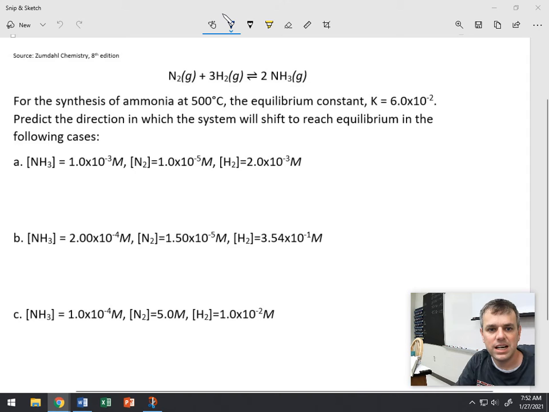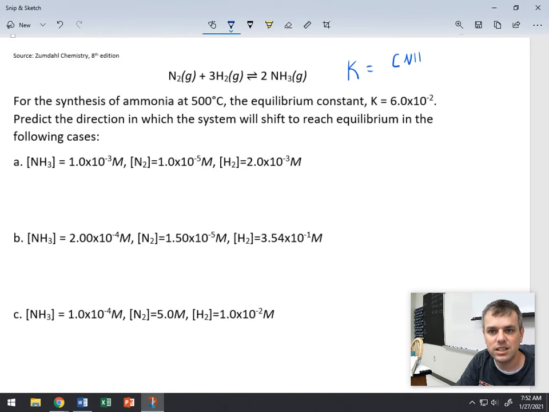We have this reaction right here that says nitrogen plus 3 hydrogens makes 2 ammonias. And it says for the synthesis of ammonia at 500 degrees Celsius, the equilibrium constant K is 6.0 times 10 to the minus 2. And keep in mind, for this reaction, if we were writing the equilibrium expression, K would equal the concentration of NH3 squared over N2 times H2 cubed. And that equals 6.0 times 10 to the minus 2.